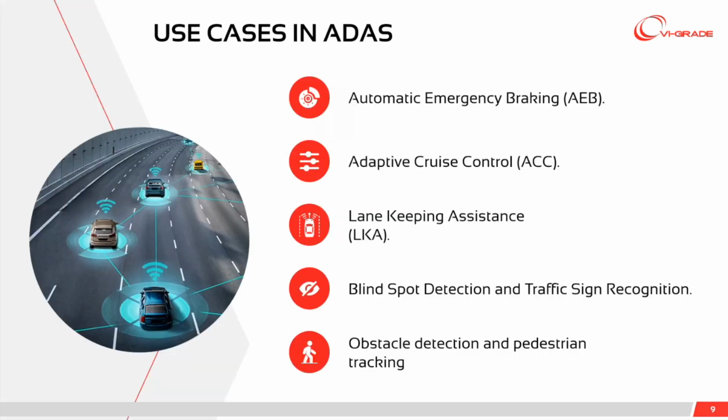Some of the ADAS use cases that have been proven out through simulation, and we've got examples of this in our sim center to demonstrate to you if you're interested in paying us a visit. Automatic emergency braking, applying the brakes if you're getting too close to the vehicle in front. Adaptive cruise control, controlling the speed of the vehicle based on the surrounding conditions. Lane keep assist, keeping the vehicle within the lane. Blind spot detection, traffic sign recognition, giving haptic feedback to the user based on what's happening around the vehicle based on the sensors in the vehicle.